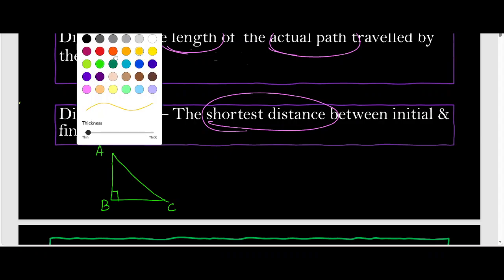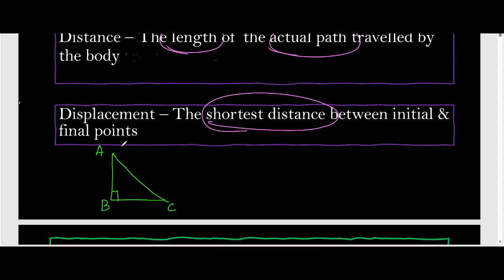Imagine there is a body which is starting from A. So this is called the initial point. Where the body is starting, that's called the initial point. Imagine it is traveling from A to B, whose distance is 4 meters, and B to C, whose distance is 3 meters. And it is stopping its journey at point C. So what is this C? This is the final point. So its journey ends here.